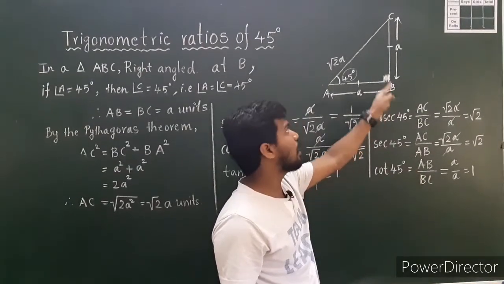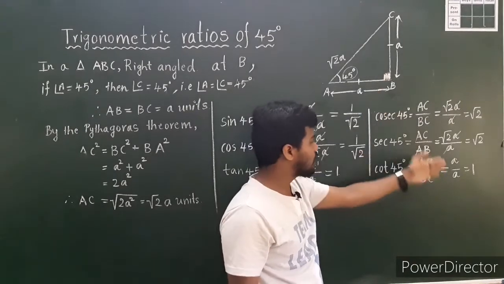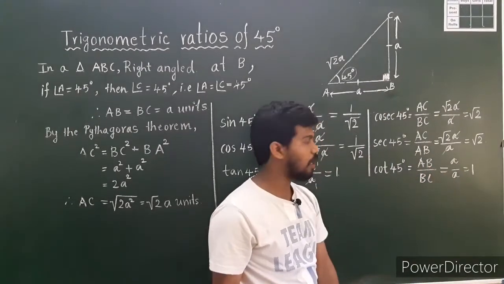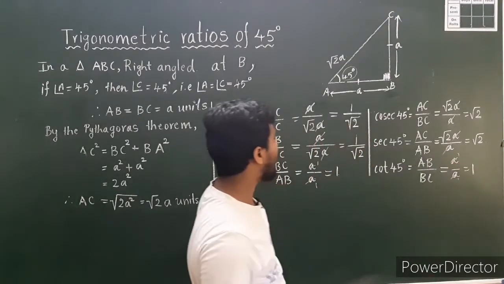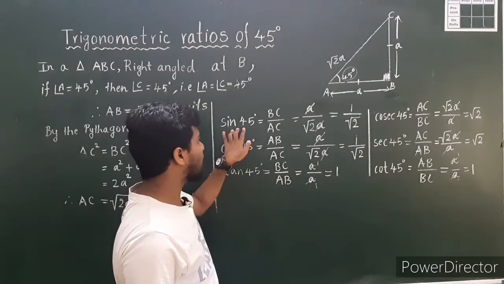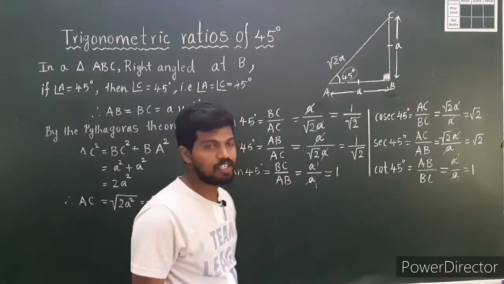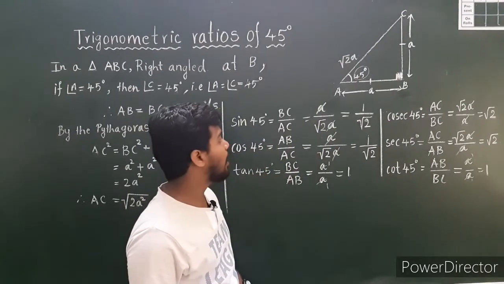AB is the adjacent, opposite side is BC. So adjacent side is also A, opposite side is also A. A cancels, you get 1. Now you see that there are some similarities here. You know that sin 45 and cos 45 have some relation. So sin 45 and cos 45 are inverse of each other.